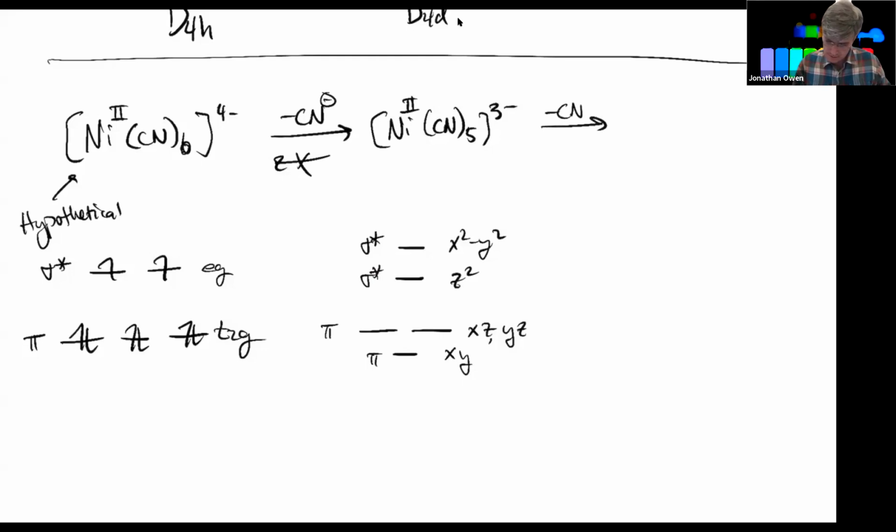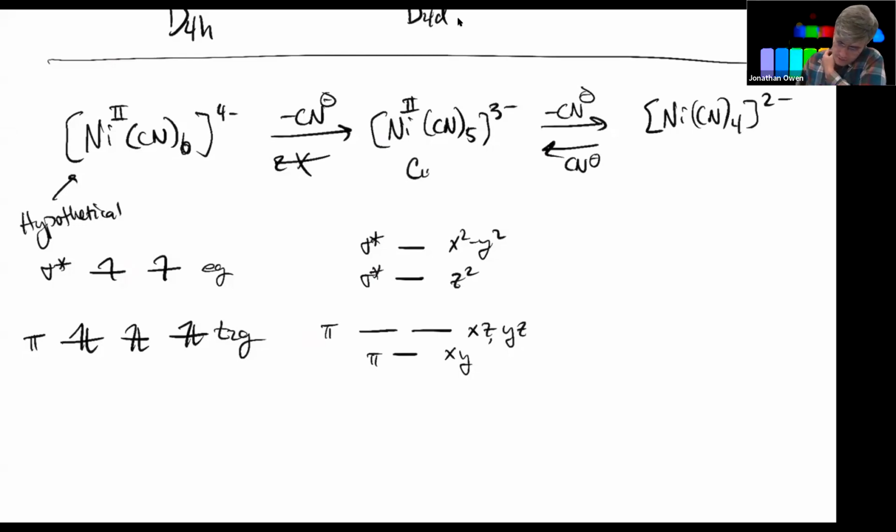And it happens again. You can kind of go back, but that structure is higher in energy at most concentrations. So this guy is C4V. What's the product of this thing? Well, it's square planar. That's D4H. So square planar D4H. So we lost another cyanide, and where did it come from? It came off of the Z-axis again.